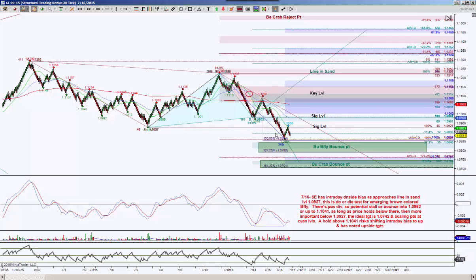Now, let me just hide these retracement targets for a second. Okay, so here's where we are. Price, there's a small ABCD, right? Right here, and that's where price stalled and bounced, right? So failure to get back above this significant level, this was the line in the sand for the 1.0927 brown pattern. Failure to get back above there kept the downside bias and the probability of testing all levels inside this bullish butterfly PRZ, right?